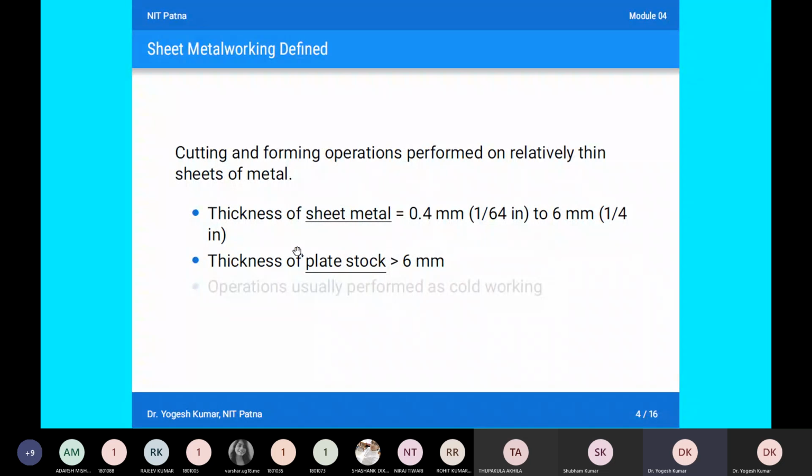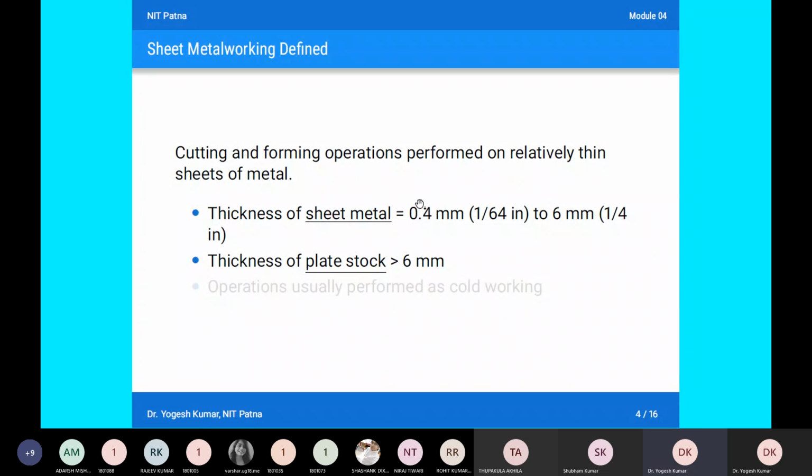This way we can distinguish the different stock, that is the plate stock, sheet stock, or foil stock. Sheet metal working processes are generally restricted to 0.4 mm to 6 mm. So whatever process we are going to discuss in module 4, the thickness of your initial metal sheet will be 0.4 mm to 6 mm.